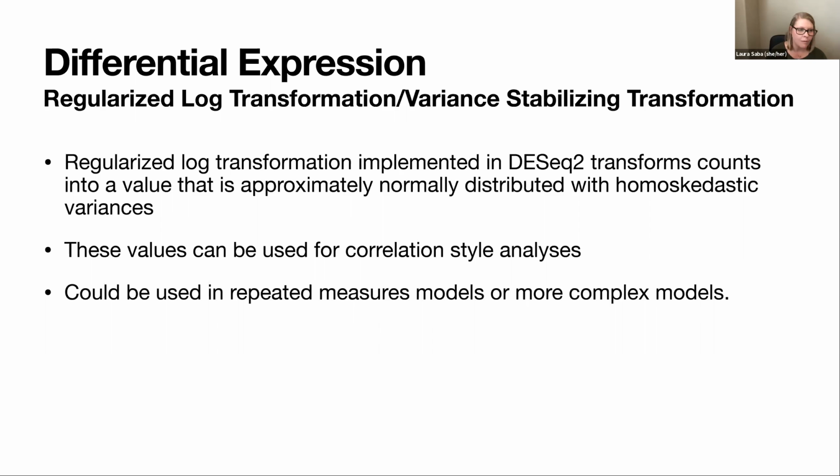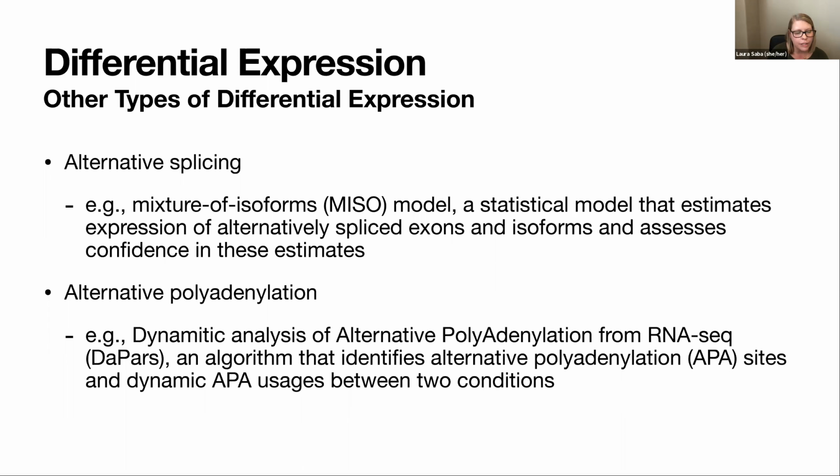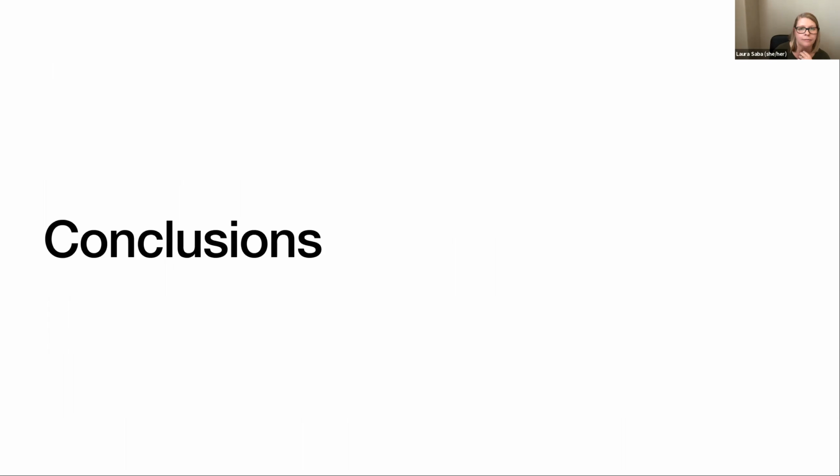But luckily, there are ways to transform our data to make it look somewhat normal so that we can use some of our other tools in our toolbox for statistics. False discovery rates, I'm not going to read all this because I'm over time, but in general, we're doing lots of comparisons. We've got to do some kind of multiple testing correction, and in most omics studies, we use something like a false discovery rate. And finally, there are some other tools. These are just resources for looking at alternative splicing and alternative polyadenylation.